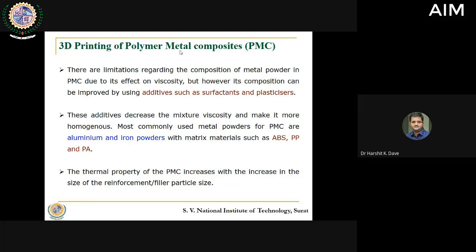of this polymer is affected. Usually the polymer has to flow through the nozzle. So the viscosity plays a certain role in the partial melting that is required. But because of the metal powder, this is compromised. So it is necessary to use different additives like surfactants and plasticizers along with these metal powders.